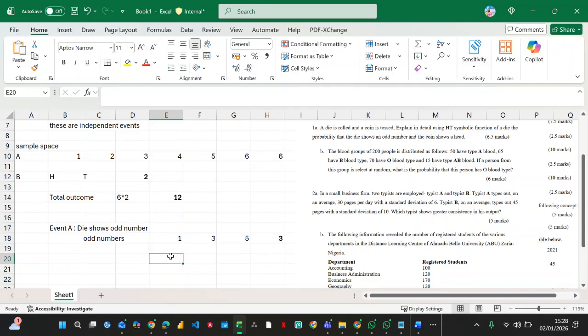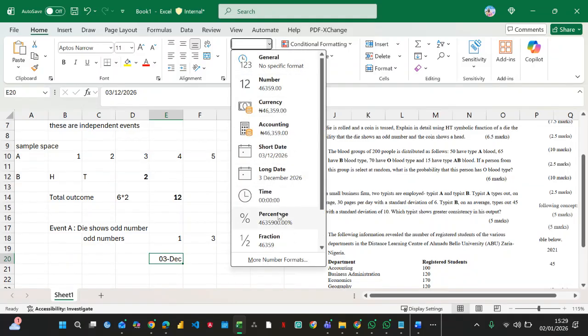Okay. So what is now going to be our answer? The formula for us to solve this is very simple. What is the formula for probability? It is the total of the favorable outcome divided by the total outcome. And our total outcome here is 12. So this answer is going to be 3 divided by 12.